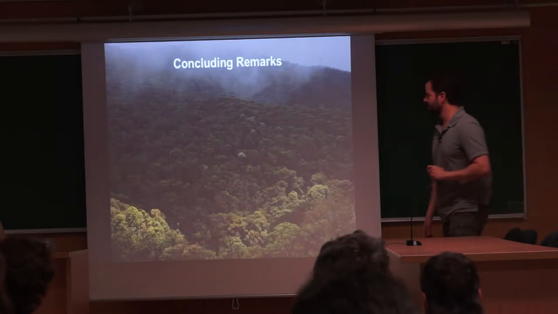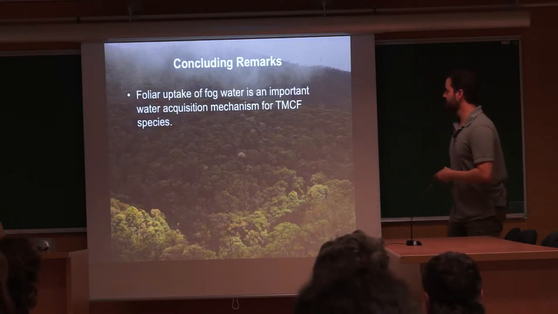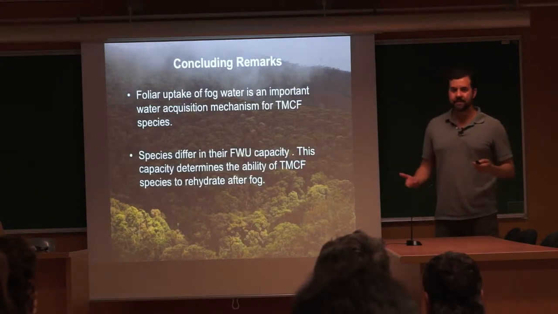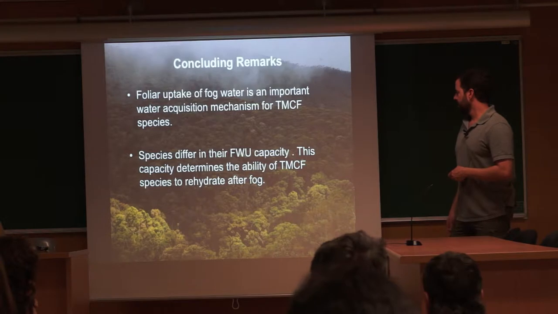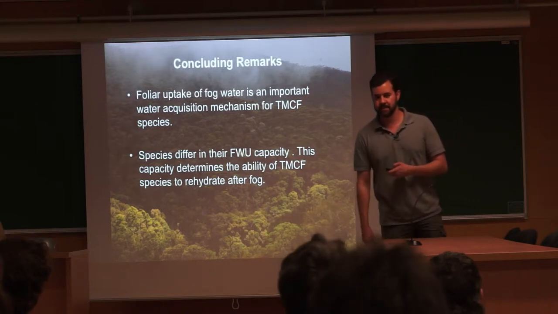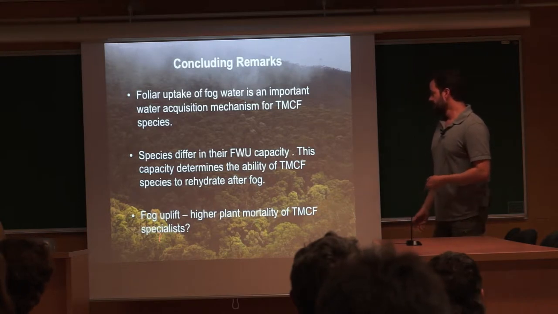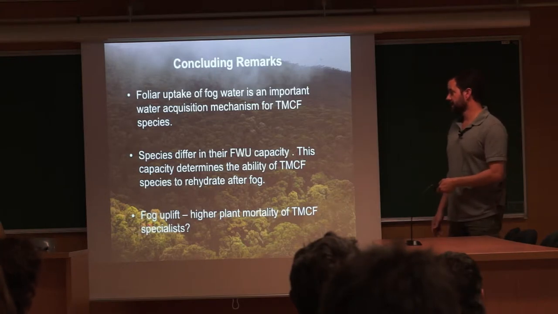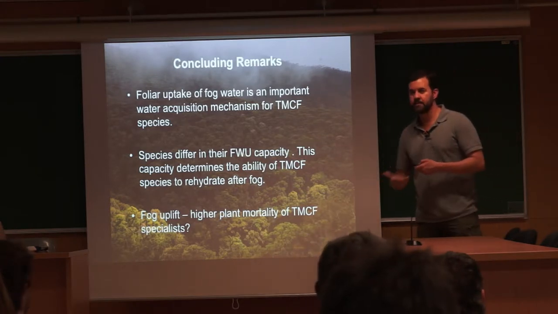Okay, so let me summarize our main conclusions. Foliar water uptake is an important water acquisition mechanism for tropical montane cloud forest species. Species do differ in their capacity to absorb water through the leaves, so there is some functional diversity. And this capacity determines the ability of the species to rehydrate after fog. So some species can hydrate more after they receive fog through their leaves. Under these drier conditions, not only lower rainfall, but maybe fog becomes less frequent.